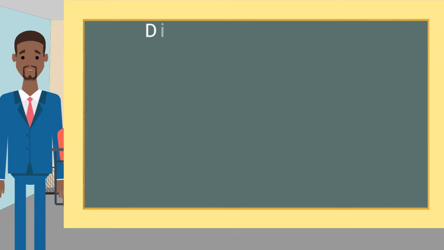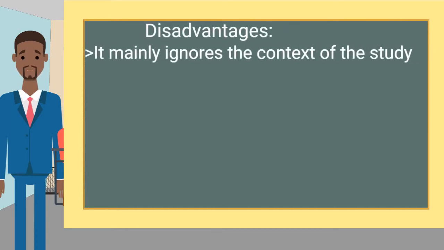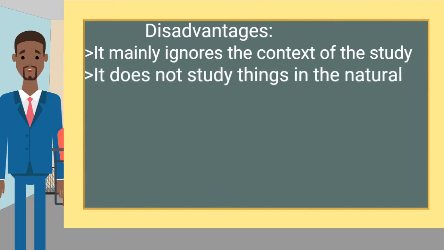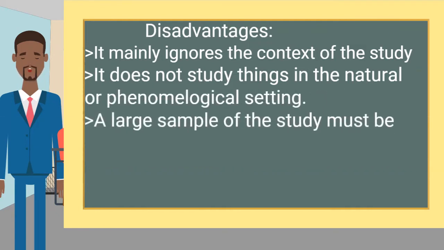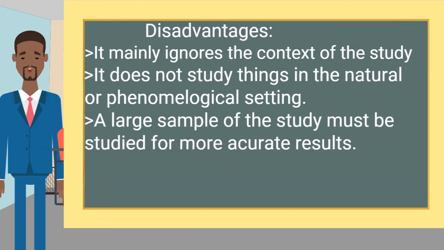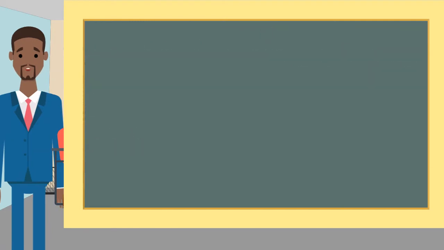On the other hand, some of the disadvantages may include: 1. It mainly ignores the context of the study or experiment. 2. It does not study things in the natural or phenomenological settings. 3. A large sample of the study must be studied for more accurate results to come out.